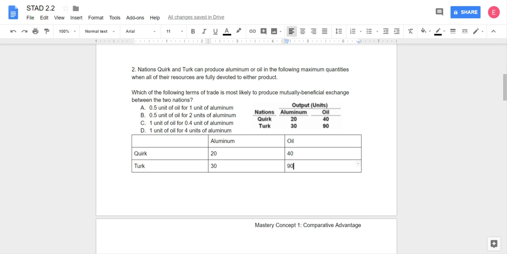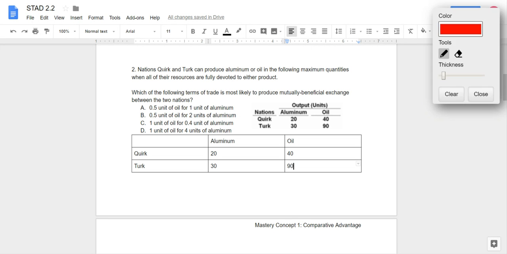All right, we're doing question number 2 on challenge number 1, mastery concept for comparative advantage. Here we have our various parameters, and the question is: the nations Quirk and Turk can produce aluminum and oil in the following maximum capacities, if they fully devote all of their resources to it. In other words, these are our two extremes. Which of the following terms of trade is most likely to produce mutually beneficial exchange?